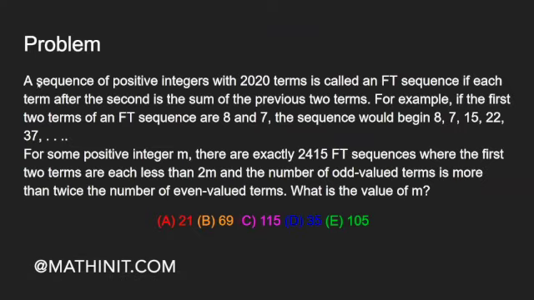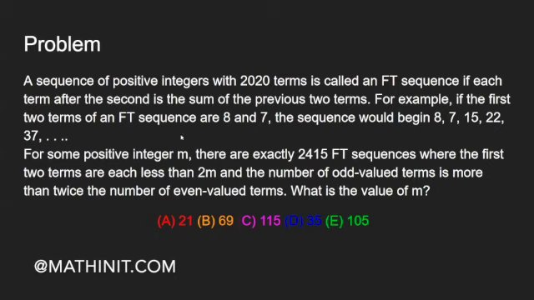It's a positive sequence. It's a sequence of positive integers with 2020 terms, and it's called an FT sequence if each term after the second term is the sum of the previous two terms. So it's like the Fibonacci sequence, but without starting from 0 and 1 all the time.